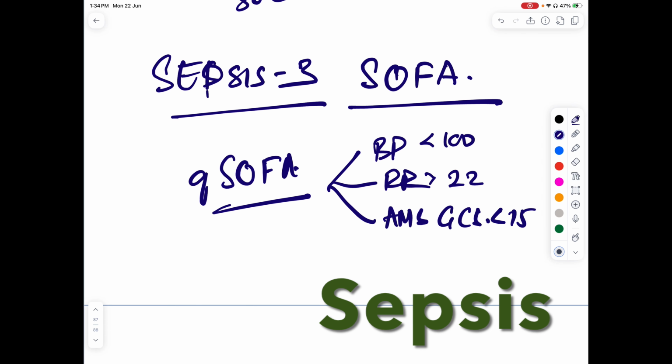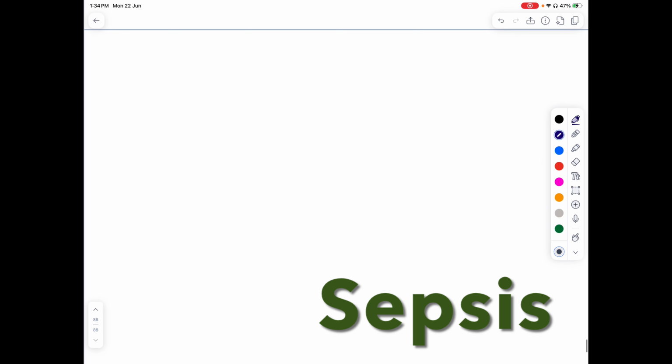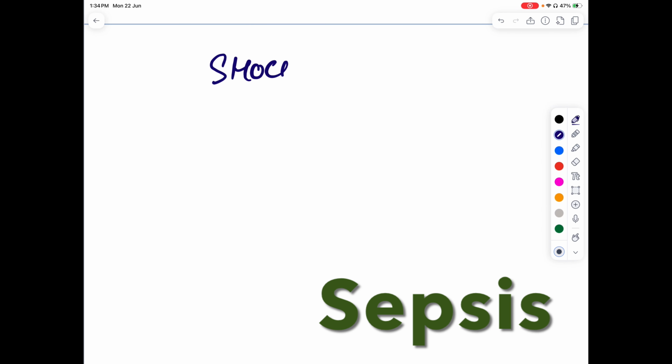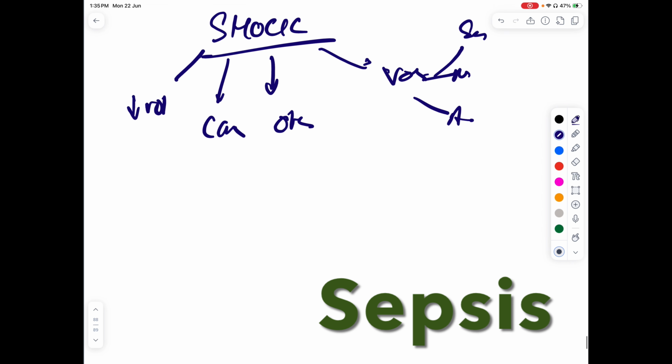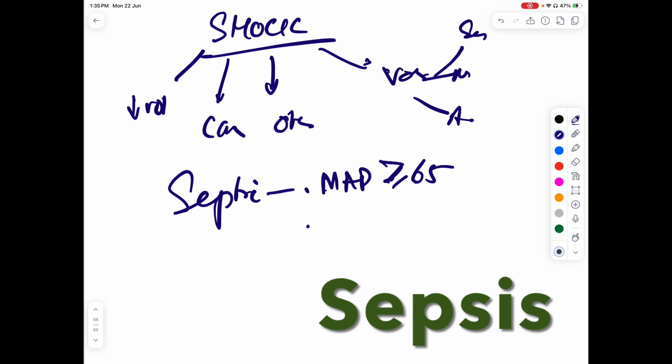What is shock and what are the different types of shock? Shock can be hypovolemic, cardiogenic, obstructive, or distributive: vasodilatory, septic, neurogenic, anaphylaxis. Septic shock is sepsis with life-threatening organ failure where mean arterial pressure is less than or equal to 65, or the serum lactate is more than 2.